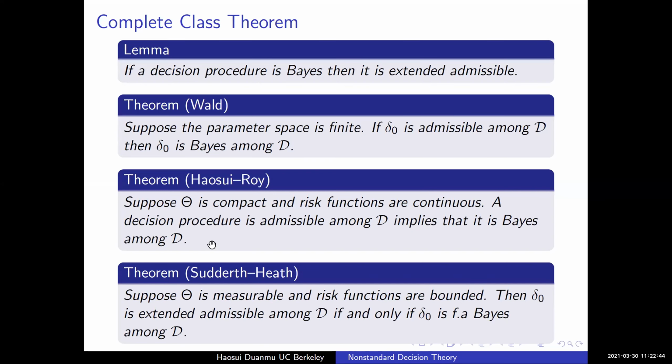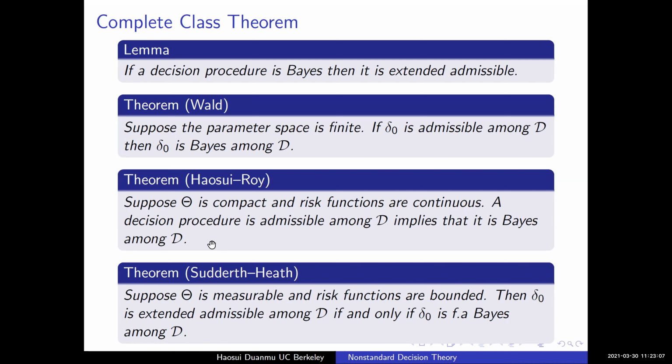So the third theorem is by Sutherland and Hees, published in the Annals of Statistics in 1978, which says that if the parameter space is measurable and risk functions are bounded, then extended admissible if and only if it is finitely additive Bayes. So that means it is Bayes with respect to a finitely additive prior.